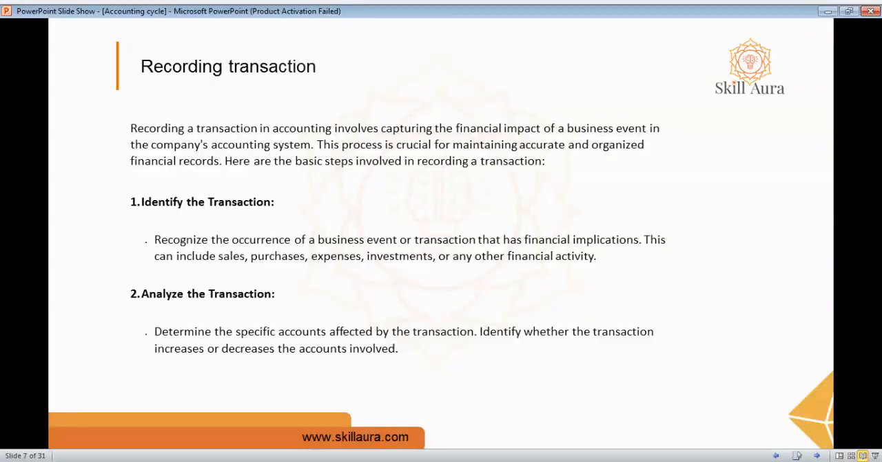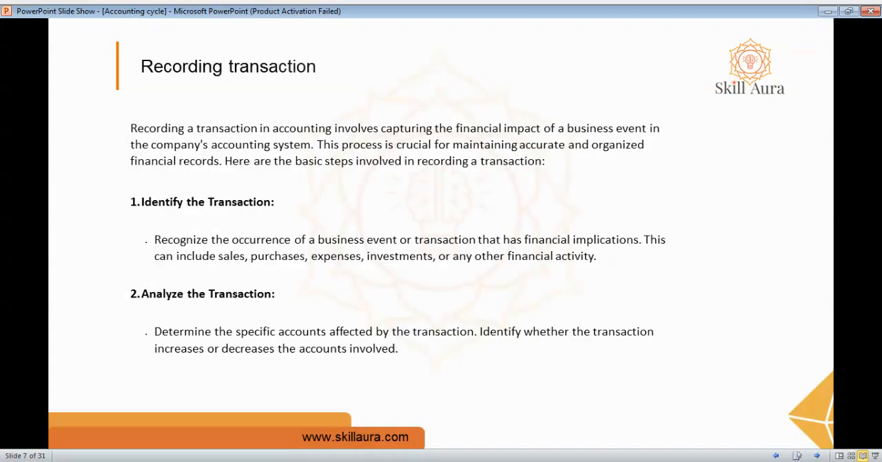Then we have to analyze or classify it, by determining the type of transaction such as revenue, expense, asset, liability, or equity, whatever it might be. It helps to understand how it impacts the financial statements. These are the two things we are going to do in the first step. Then we record the transaction. Here we'll go through recording the transaction.